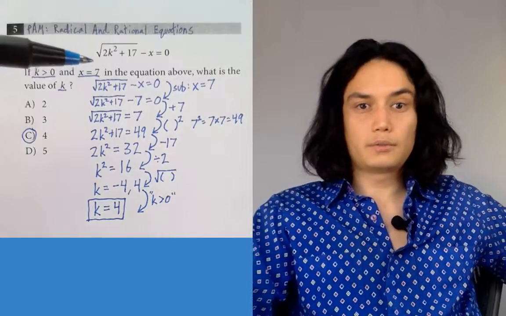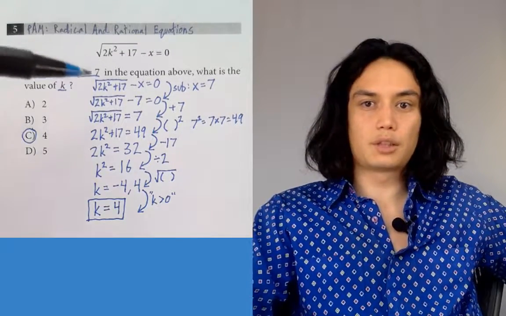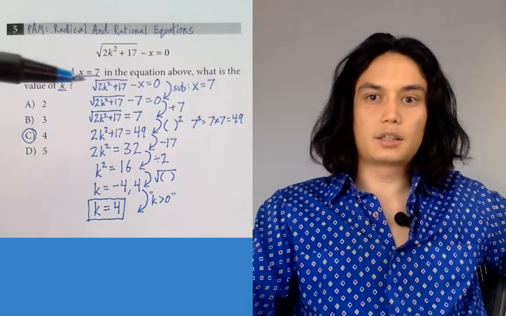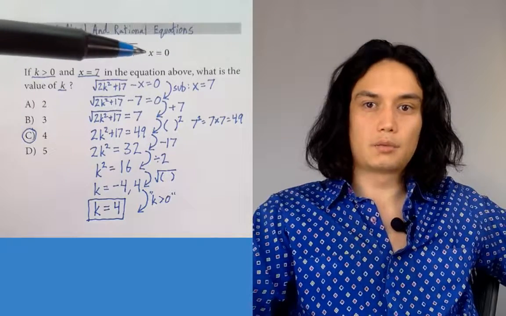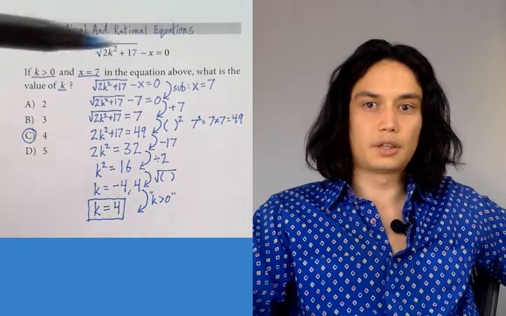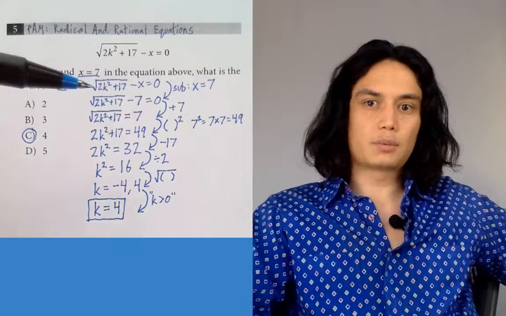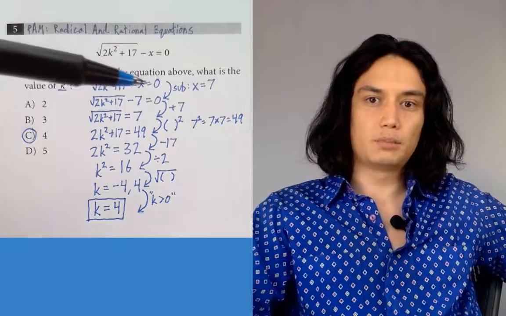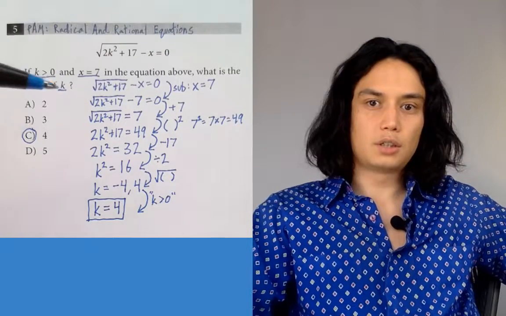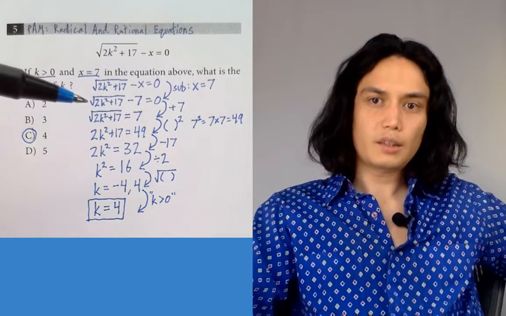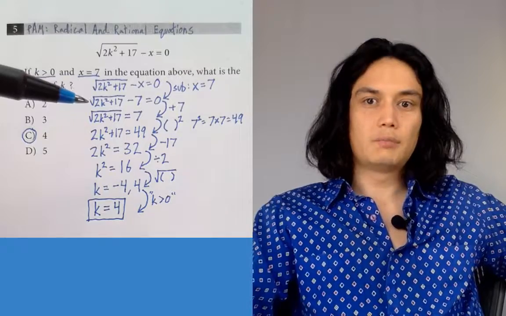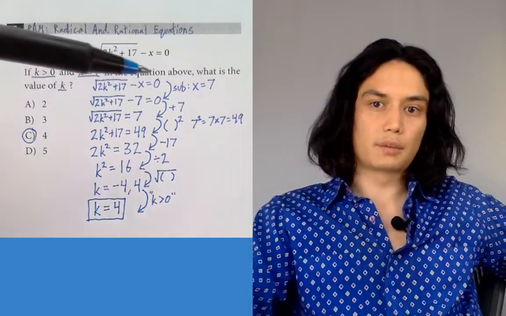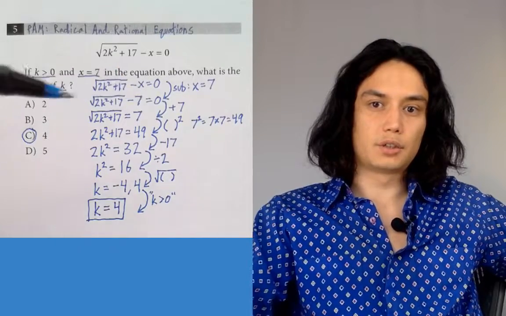We're going to try to make it so that k is all alone, k equals something. The first thing I want to do is take this piece of information that they've just gifted to us, x equals 7. Let's just put that in here, where we have this x. So here's the first step: root 2k squared plus 17 minus x equals 0. We substitute x equals 7, so 2k squared plus 17 minus 7, and remember this is minus 7, not plus 7, because we got minus x, equals 0.